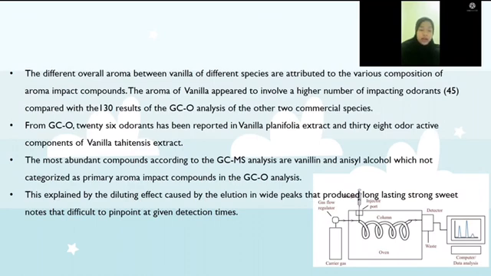From gas chromatography analysis, 26 odorants have been reported in Vanilla planifolia extract, while 38 odor-active components were found in Vanilla tahitensis extract. The most abundant compounds, according to the gas chromatography mass spectrometry analysis, are vanillin and anisyl alcohol, which are not categorized as primary aroma impact compounds in the olfactometry analysis. This is explained by a diluting effect caused by the wide peaks that produce a long-lasting strong sweet note that is difficult to pinpoint at given detection times.